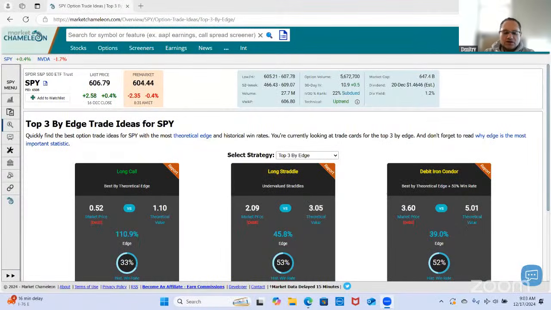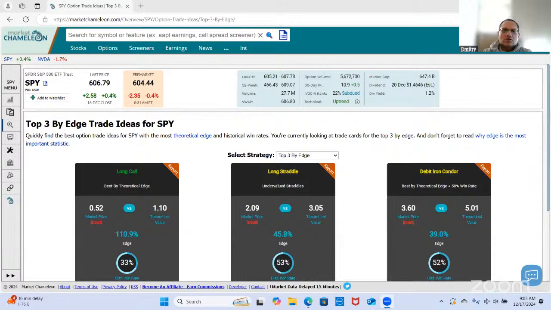And I think today what we'll cover is how to find a trade idea in SPY, and we'll look at an option straddle. We did a couple of different strategies in this last week. Let's look at a straddle today.